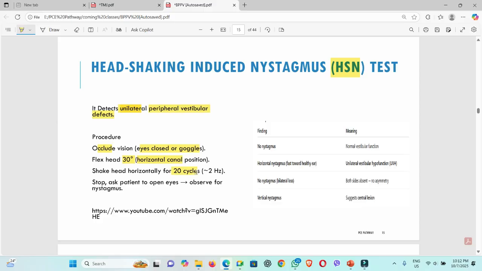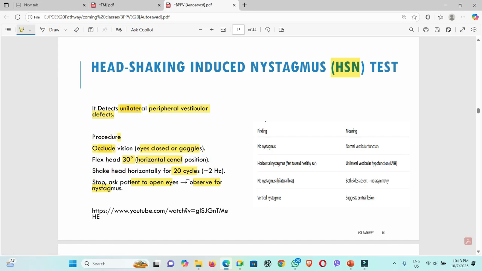Head is flexed 30 degrees. Head is shaken horizontally for 20 cycles. Stop it. Ask the patient to open eyes. Now see for nystagmus. This is the procedure. I'll send this. You can watch a small video, 2-3 minutes, on YouTube. The same thing is done over there.